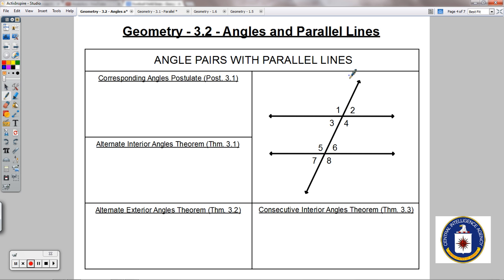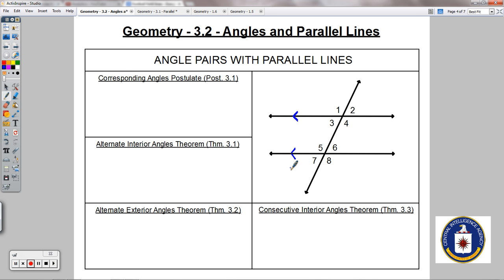So, angle pairs with parallel lines. There's something that I'm going to make a point of over and over again in this lesson. You have to have parallel lines to be able to assume the things that we're going to assume are true. So notice on this picture I did not say yet that these are parallel. It looks like they are, but we can't assume that until you are told for sure. So I'm going to have you draw in an arrow here and here. The same number of arrowheads on the line signifies that those two lines are parallel.